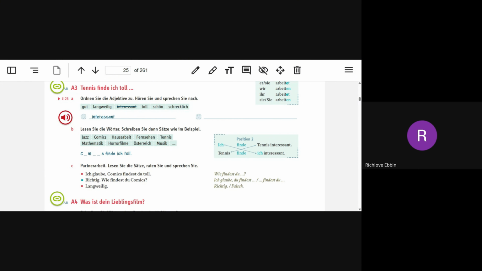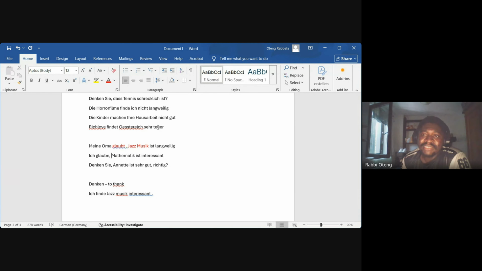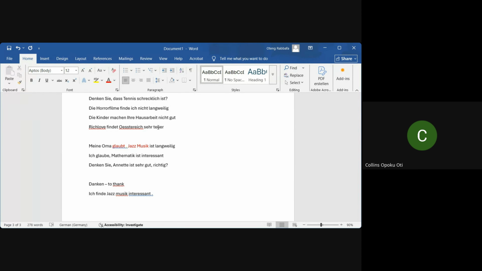Ich glaube Mathematik. Someone said Mathematik. Will she bring an article? Yeah, die Mathematik ist interessant. Because that's mathematics, you are talking about this particular subject. So what can you do, unless it's definite? That's what I want to clarify for myself. Generally, finding mathematics interesting. Okay.